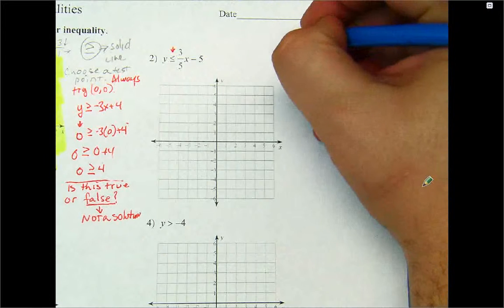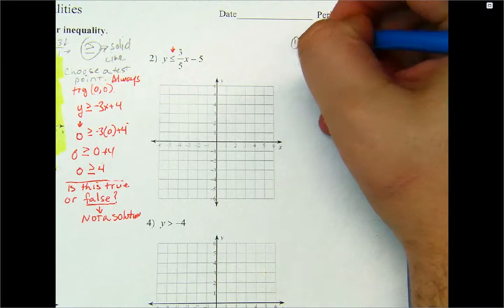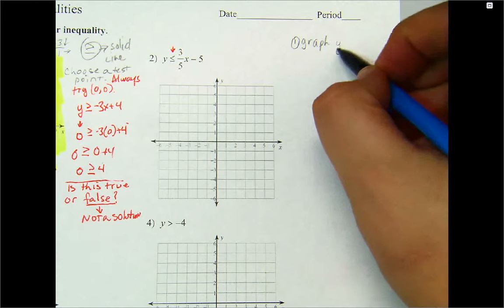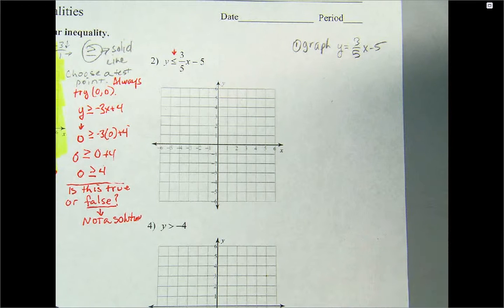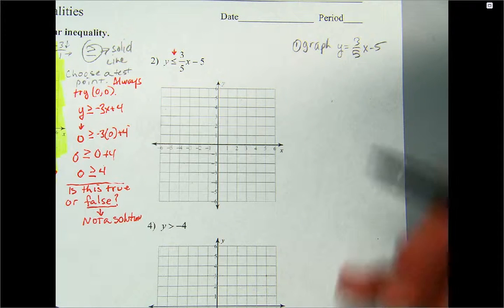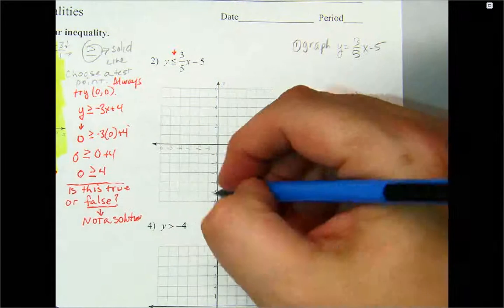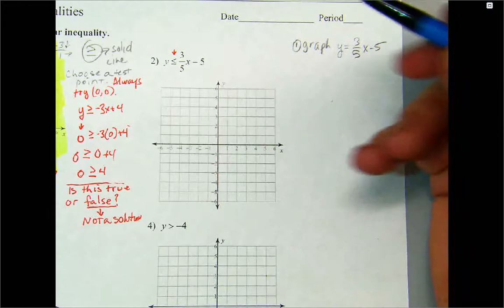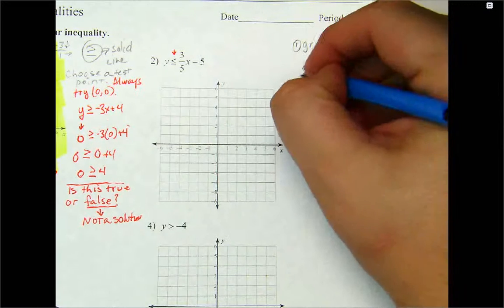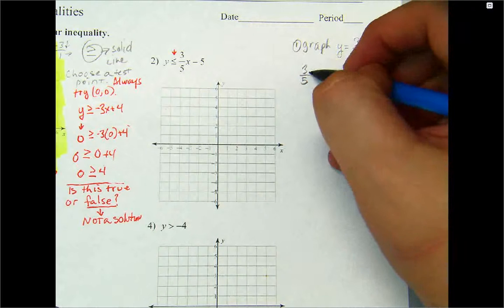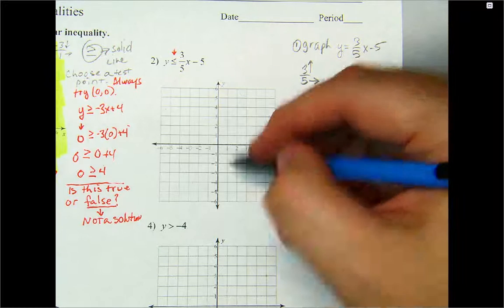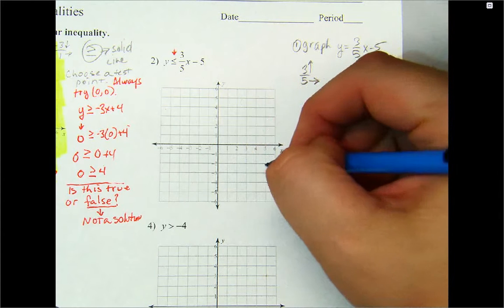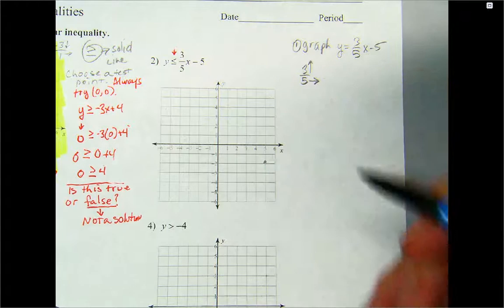Alright, first thing you do, graph y equals 3/5 x minus 5. You want to graph the line that is the exact same line as this inequality. So what's the intercept? Where do we start? -5. Our slope is 3/5. So that tells us, the 3 tells us to do what? Up 3 and right 5. So 1, 2, 3, and right 5. So there's our line.